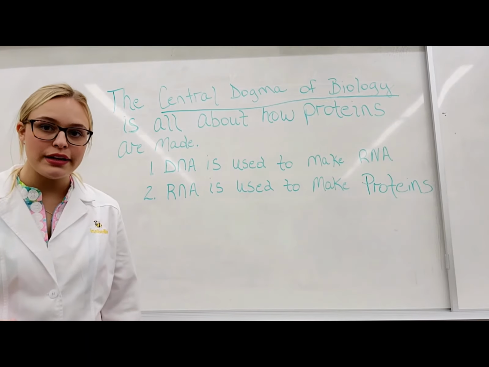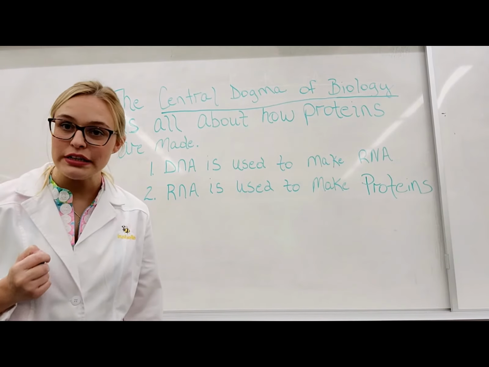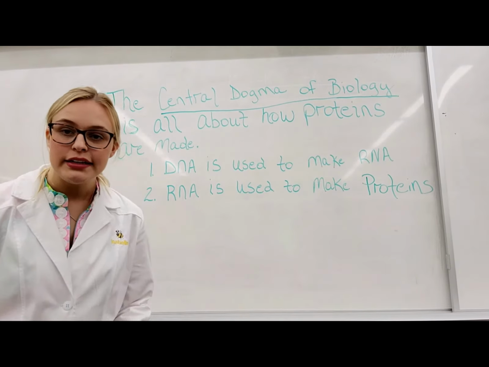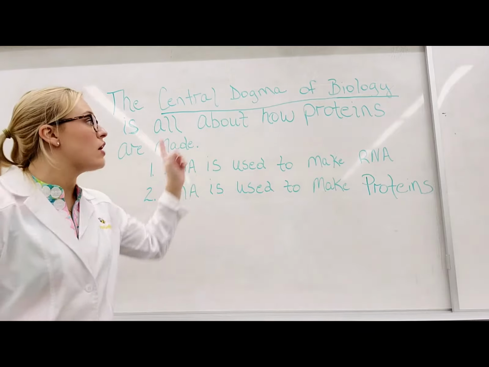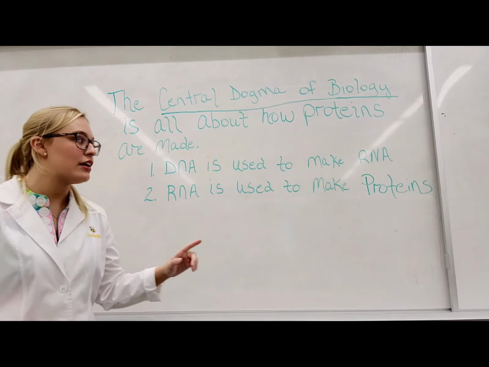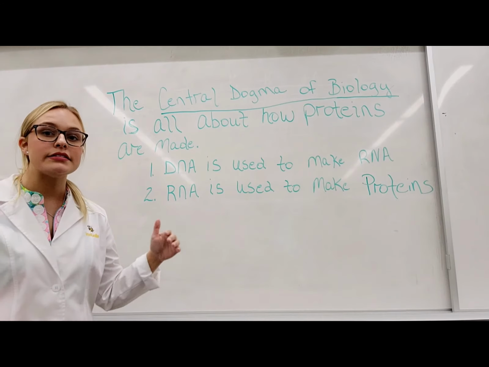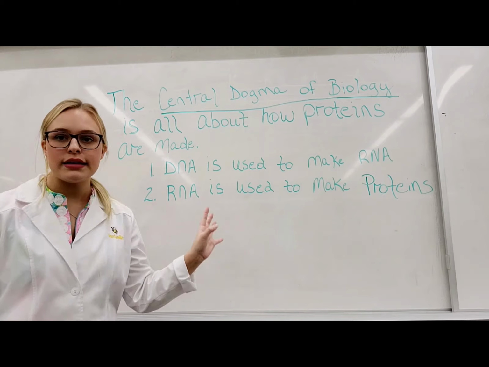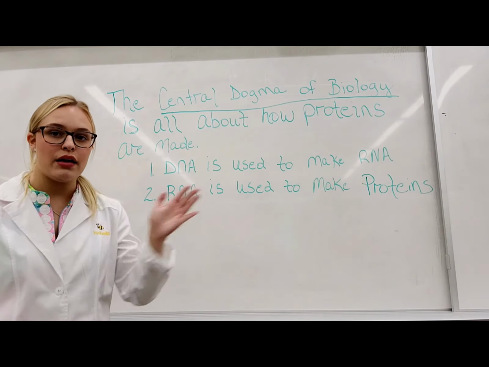Remember transcription and translation from high school biology? Maybe, maybe not. But what's important to remember is the central dogma of biology. The central dogma of biology is all about how proteins are made. Step 1, DNA is used to make RNA. In step 2, RNA is used to make proteins. So RNA is the intermediate between DNA and proteins.